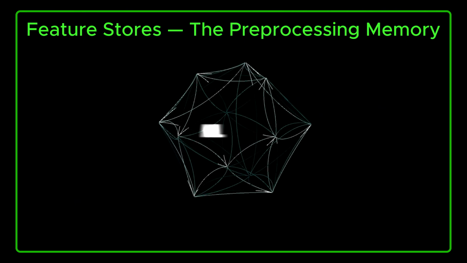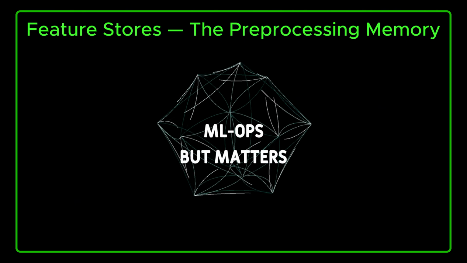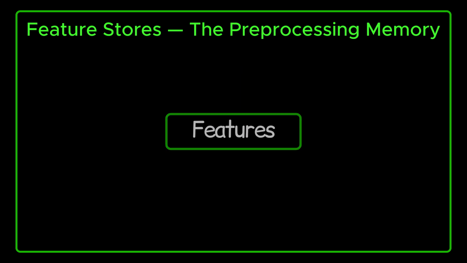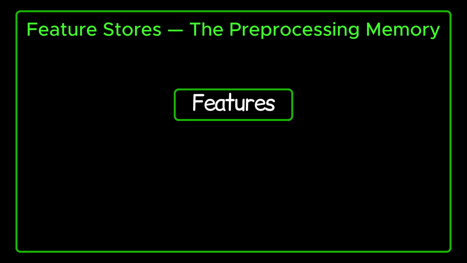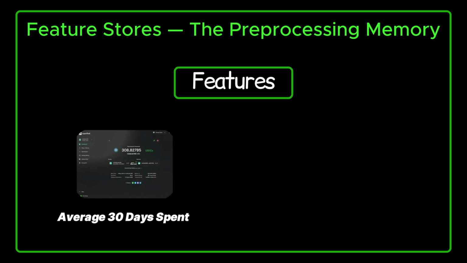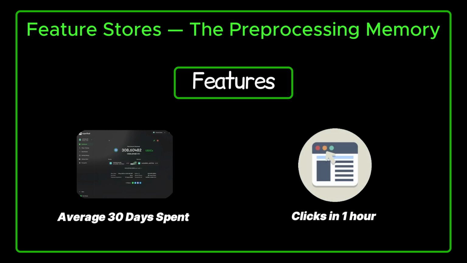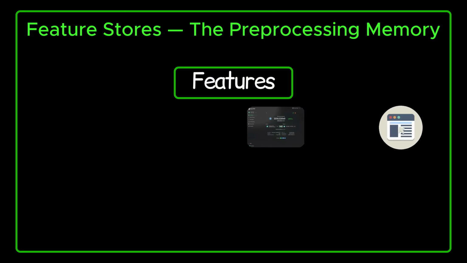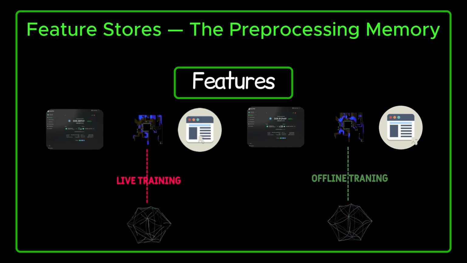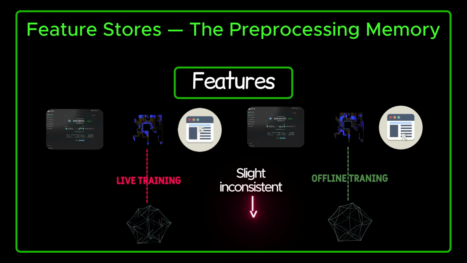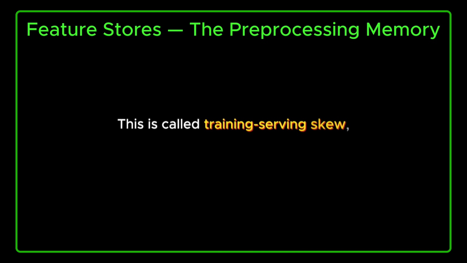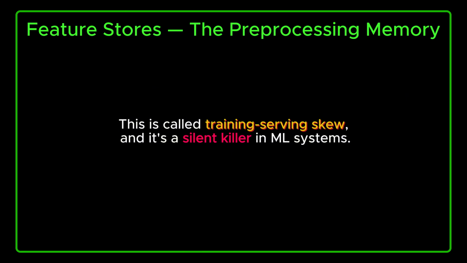Feature stores. This one is mostly an MLOps concept, but trust me, it matters. Here's the problem. In machine learning, you have features. These are processed, cleaned inputs your model actually trains on. Things like a user's average spend in the last 30 days or number of clicks in the last 1 hour. Computing these features is expensive, and here's the kicker. You compute them offline during training, but then you need to compute them again in real time at inference. If these computations are inconsistent, even by a slight fraction, your model performance drops. This is called training-serving skew, and it's a silent killer in ML systems.